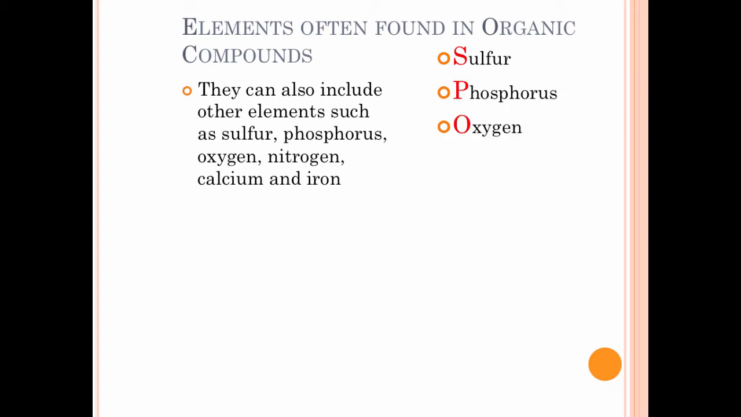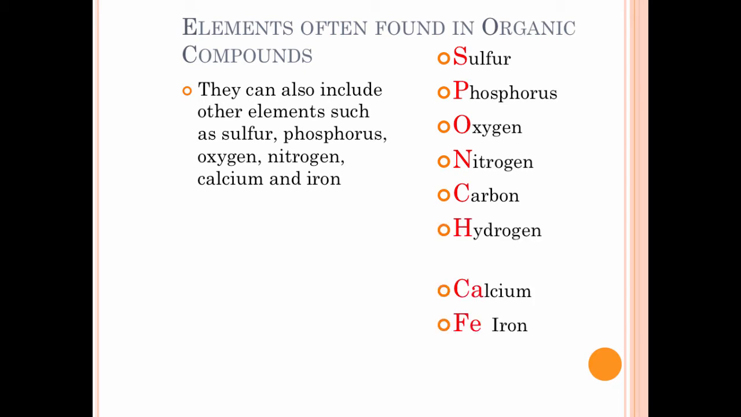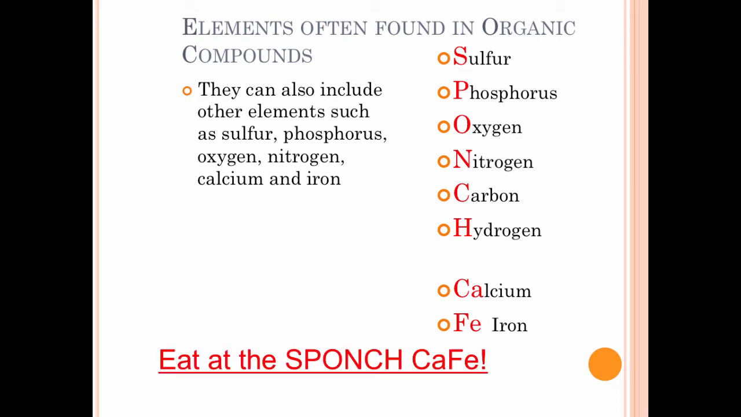Sulfur, phosphorus, oxygen, nitrogen, carbon, hydrogen, calcium, and iron. If you read the red letters as it goes down, it spells Sponge Cafe. I want you to write that down. You always want to eat at the Sponge Cafe. These are all organic elements.